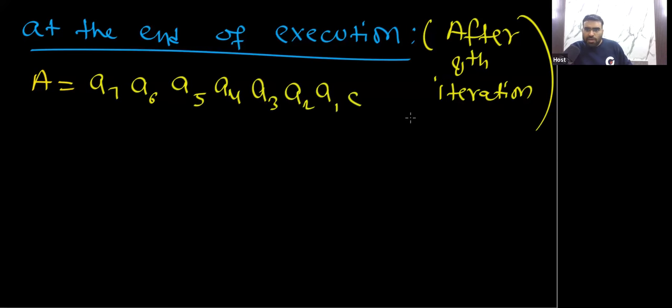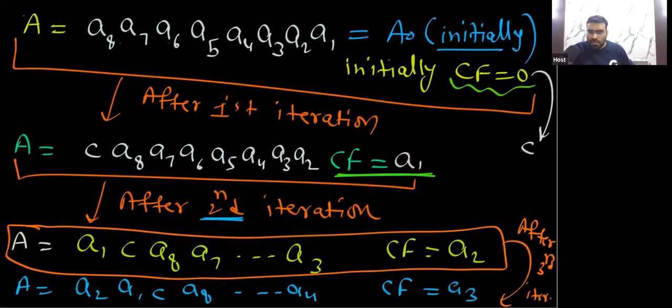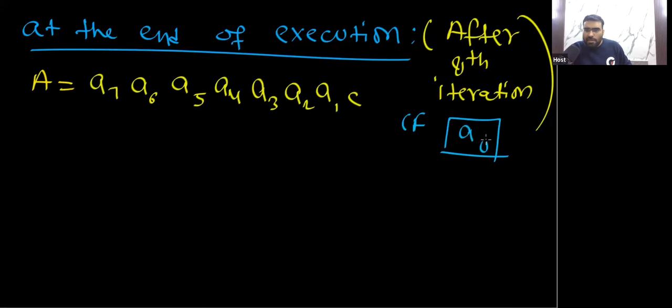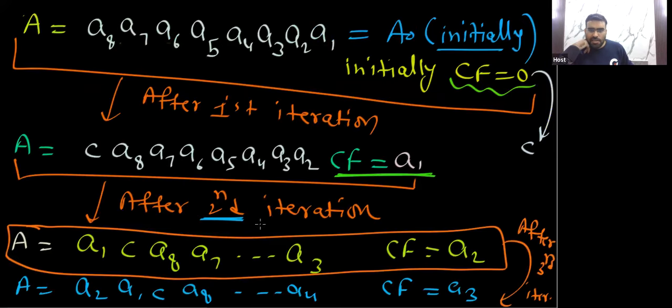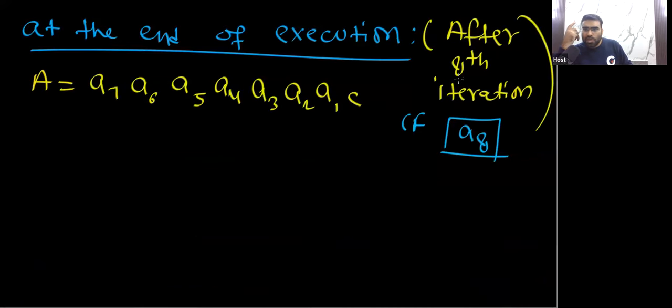Yes or no? And what will the carry flag have? The carry flag will have A8. Is this clear? You can easily check. If you do it again, then after the 8th iteration, this will be the content of A, and this will be the content of the carry flag.